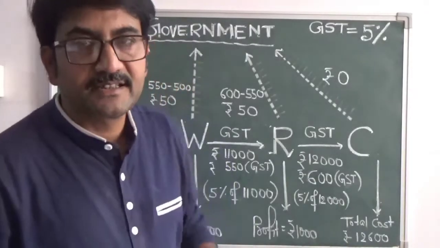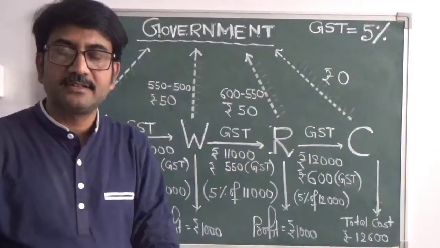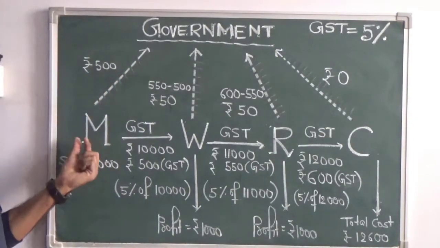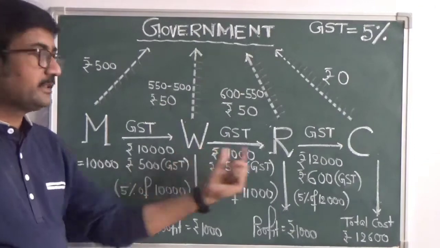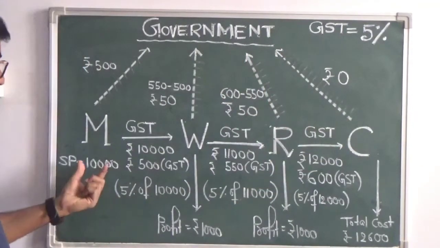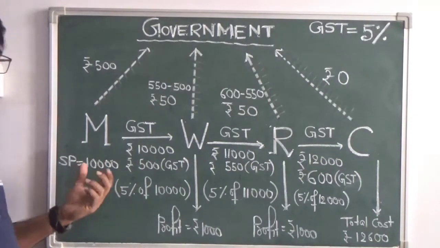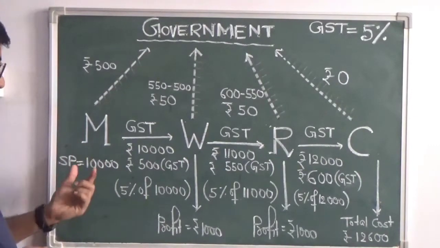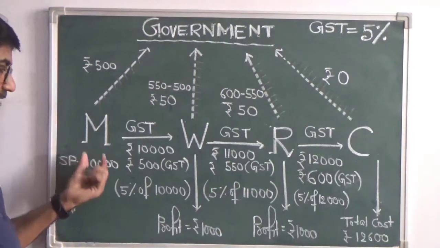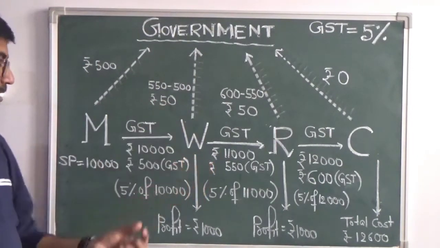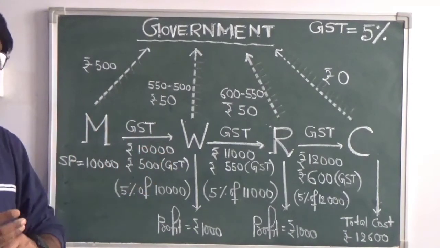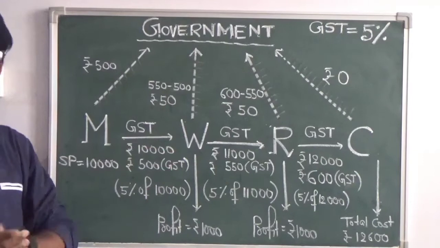Now let us take this example to illustrate how GST is collected. M represents the manufacturer, W the wholesaler, R the retailer and C the end consumer. The manufacturer keeps the selling price of a mobile phone at rupees 10,000. When the manufacturer sells this to the wholesaler, the SP for the manufacturer is 10,000. In that case, the CP for the wholesaler is 10,000.